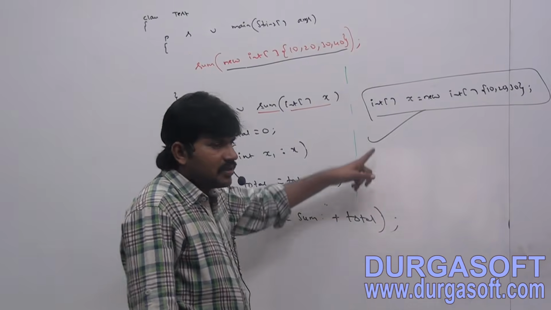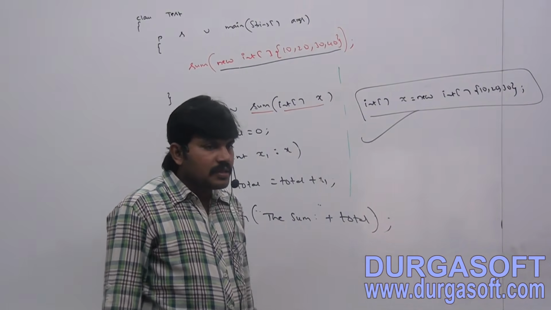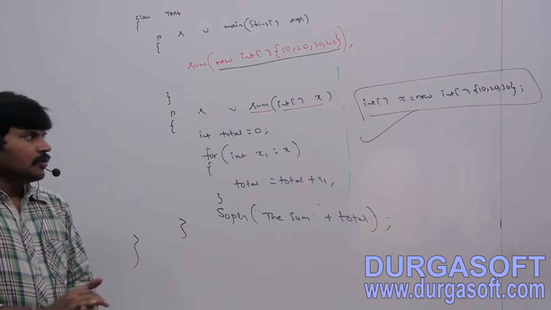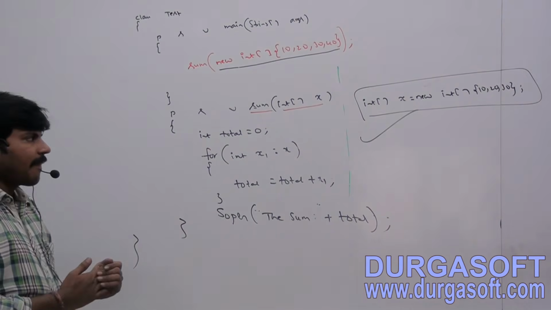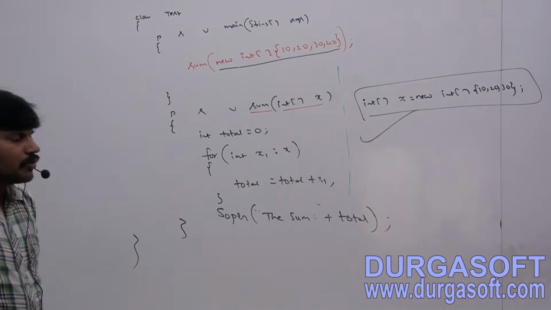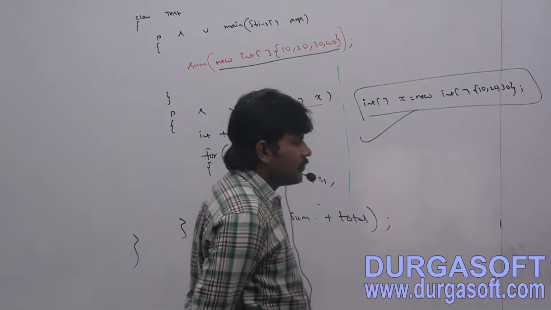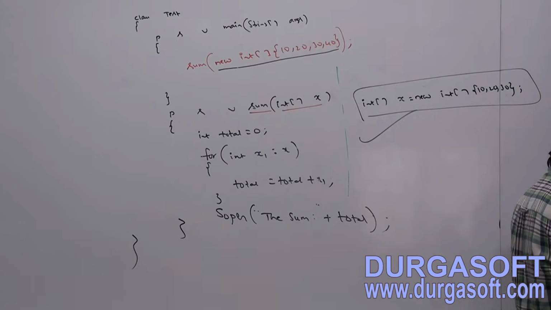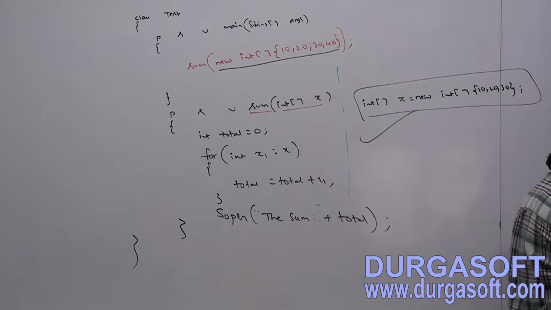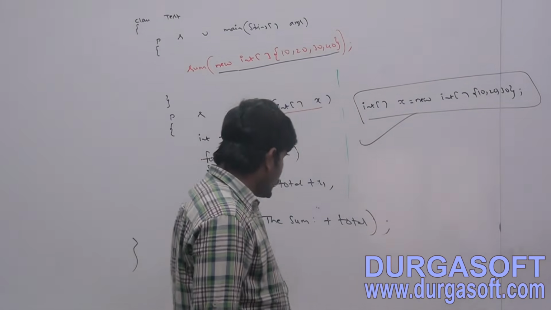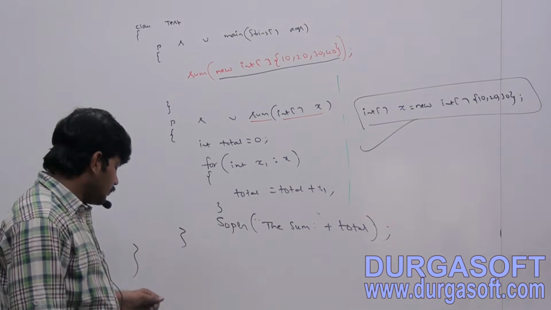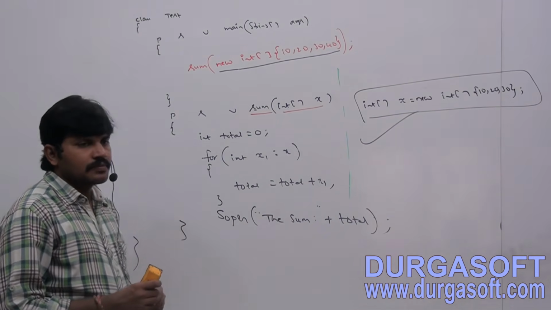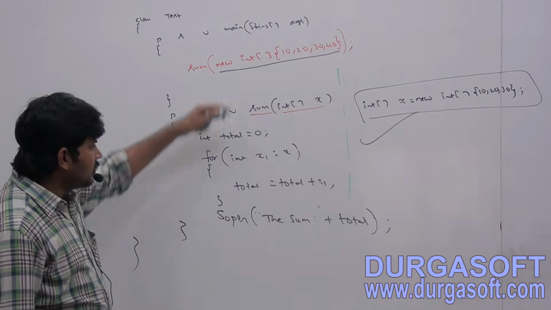Take this example: int array x is equal to new int array of 10, 20, 30. Like this. I hope it is clear, right? Now take this example.